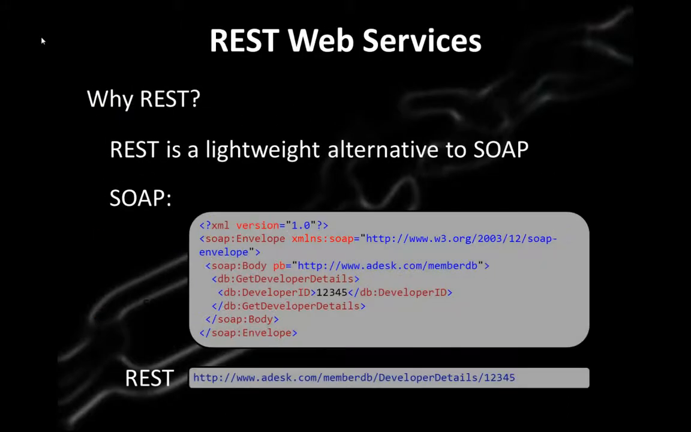Here is a comparison between REST and SOAP, and we can see that REST is a lightweight alternative to SOAP. The reason is that using SOAP you need to use an XML envelope for every part of the data you want to exchange, whereas in REST the URL directly identifies the service and also defines the content of your data. So you can see a comparison between SOAP and REST for an identical request on this slide.